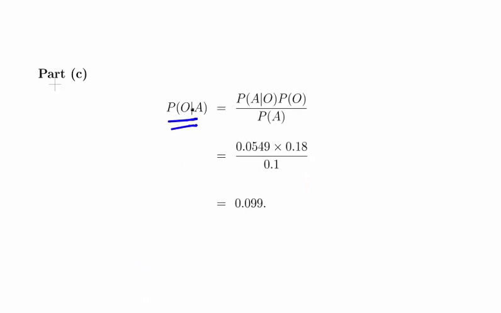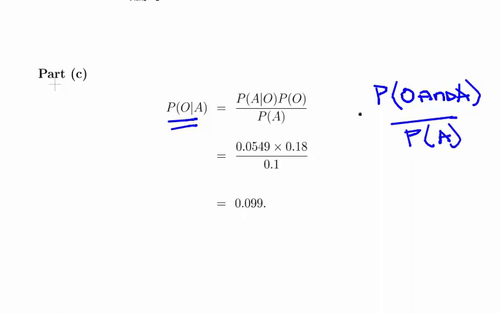So that's the probability of O given A, and I'm skipping a bit there, but essentially that's the probability of O and A, all over the probability of A. Using the conditional probability formula again, I can express the probability of O and A as the probability of A given O times the probability of O, all over the probability of A. So we know each of these three terms now.